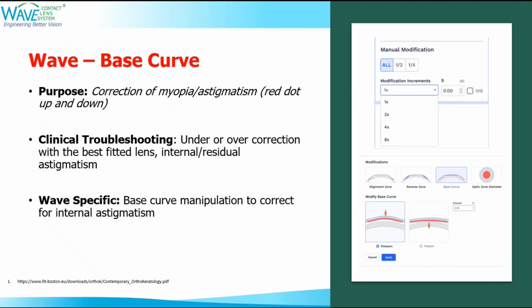If there's an internal astigmatism that is seen even with the best fitted lens, WAVE is able to correct for internal astigmatism by using base curve manipulation. However, every case is different, so you can refer to our correcting internal astigmatism video to determine if that is the right next lens manipulation for you.